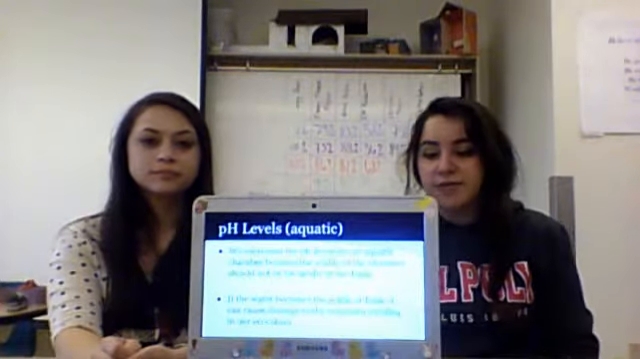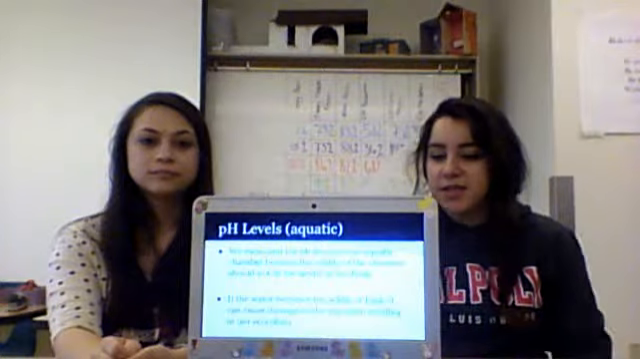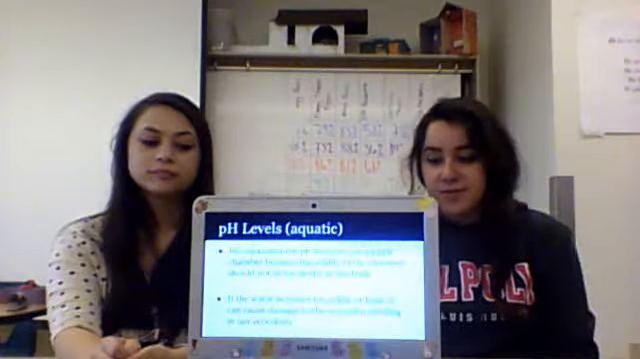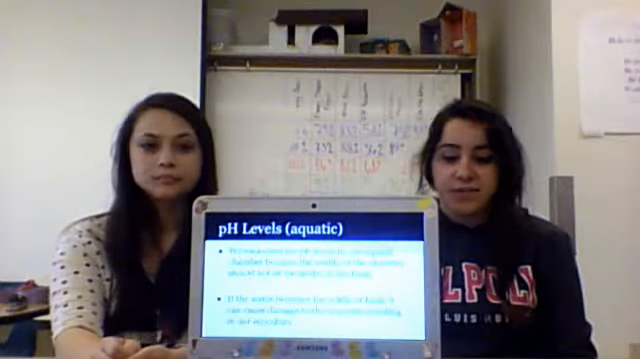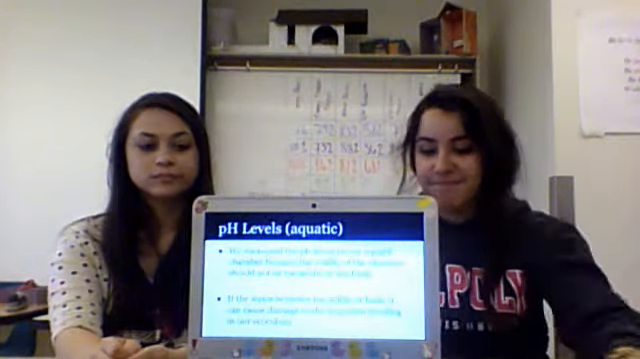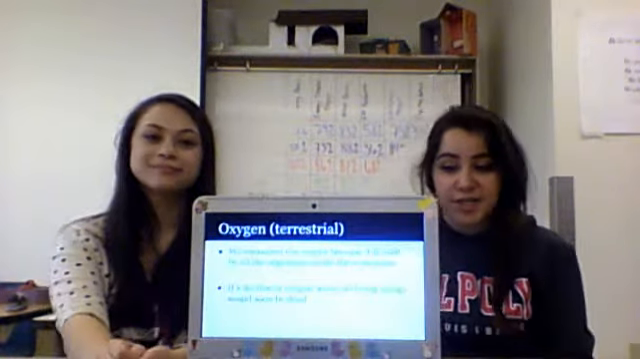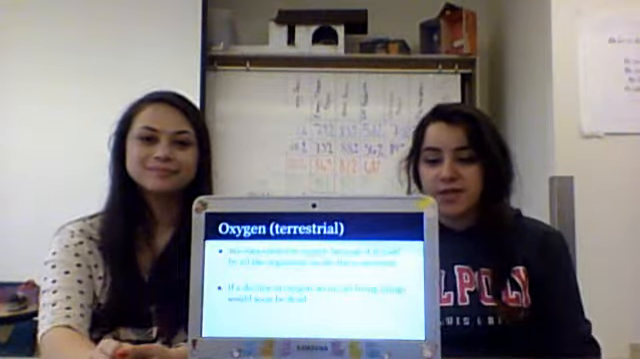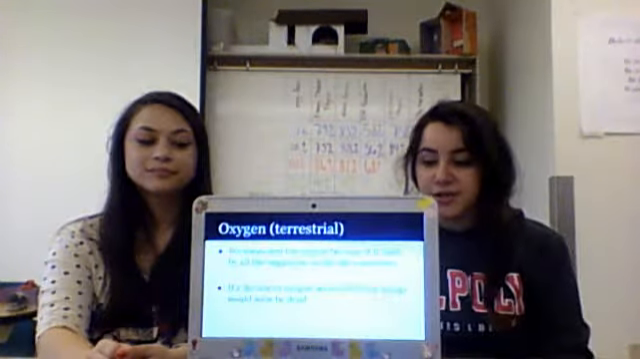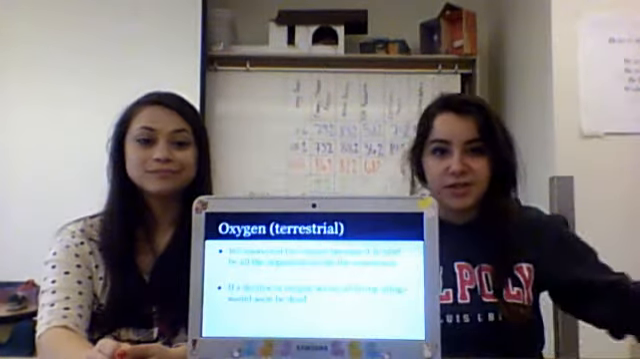The pH levels, we measured it because in our aquatic chamber, the acidity of the chamber should not be too acidic or too basic. If the water becomes too acidic or basic, it can cause damage to the organisms residing inside the ecocolumn. We measured the oxygen because it's used by all the organisms inside the ecocolumn. If a decline in oxygen occurs, all living things would soon die, pretty much.